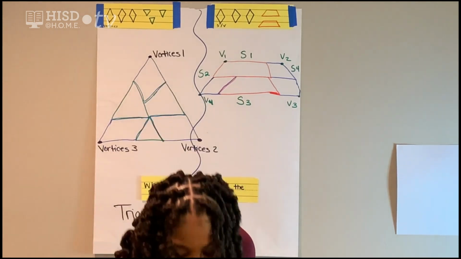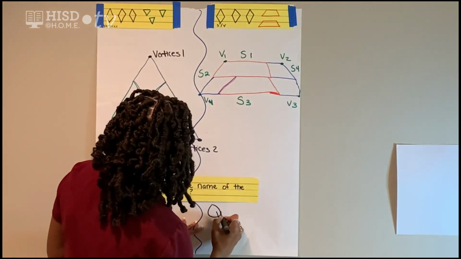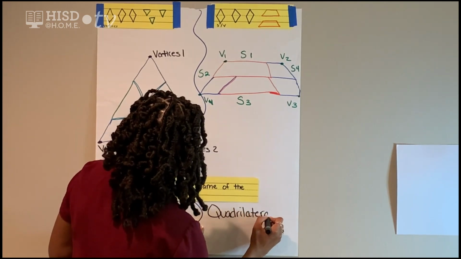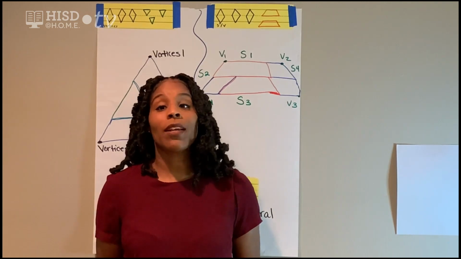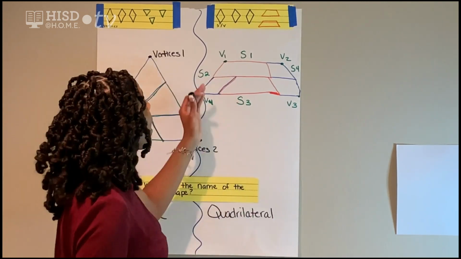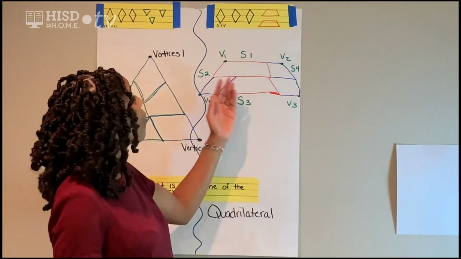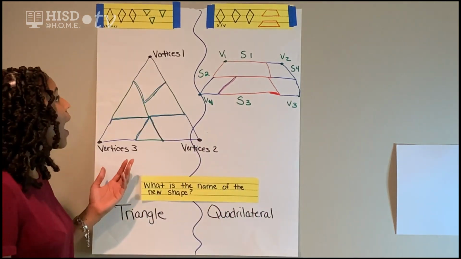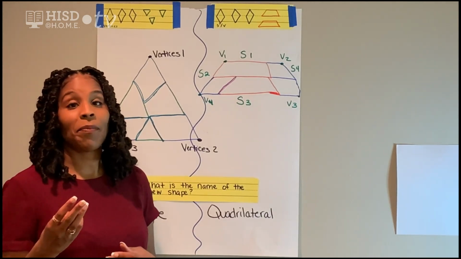My new shape is called a quadrilateral. I created a quadrilateral, and it is also called a trapezoid. So I created a big trapezoid, and it has 4 sides and 4 vertices. Then over here, I created a triangle that has 3 vertices.